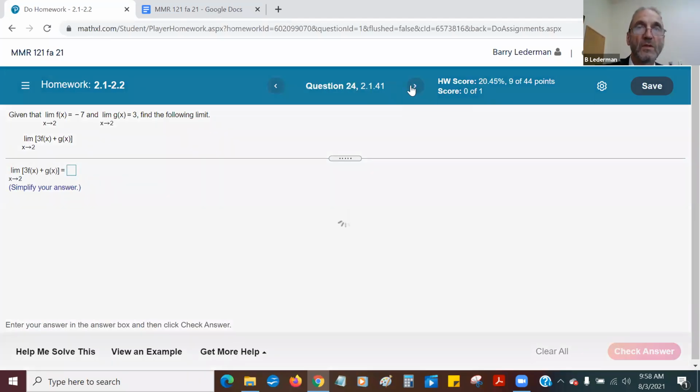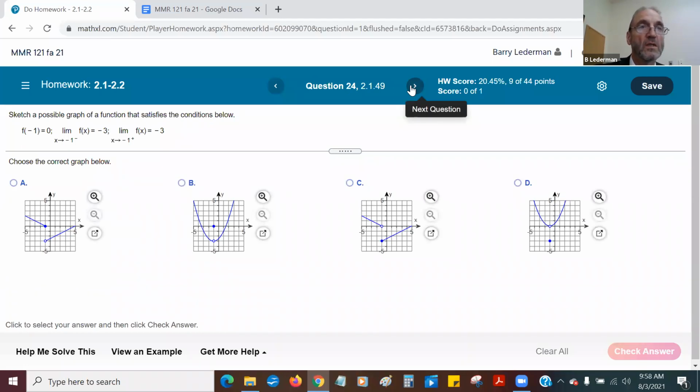I want to find one that's really more challenging. Sketch puzzle. This is an interesting question. Instead of looking at a graph and figuring out limits, we're going to look at the limits and see which graph this could be referring to. So f of -1 equals 0. As x approaches -1 from the negative direction, it's -3, and as it approaches -1 from the positive direction, it's also -3. So which one would that be?